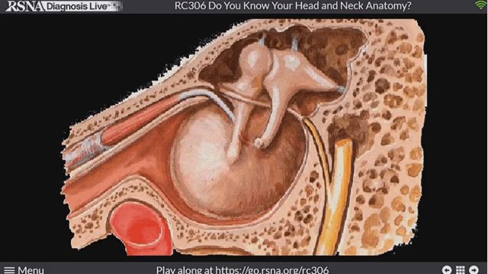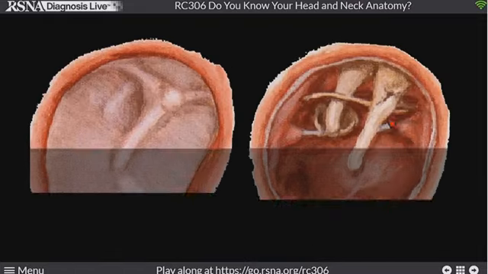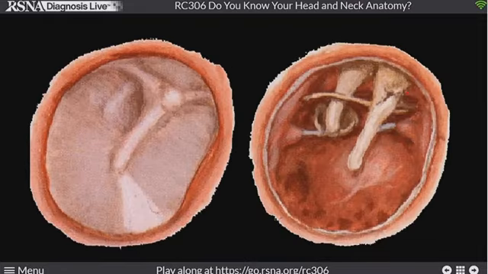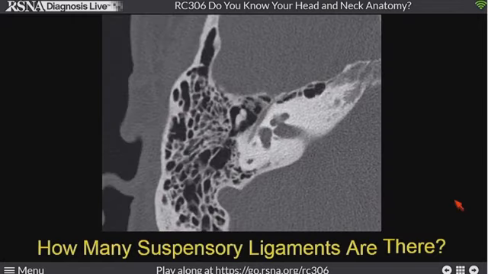It goes up to the long process of the manubrium and the malleus, up to the head of the malleus, and then the incus goes back. So if we do have a perforated eardrum, we see the malleus, the incus, and the stapes going up to the oval window. They're all held together in one place in the middle ear cavity.